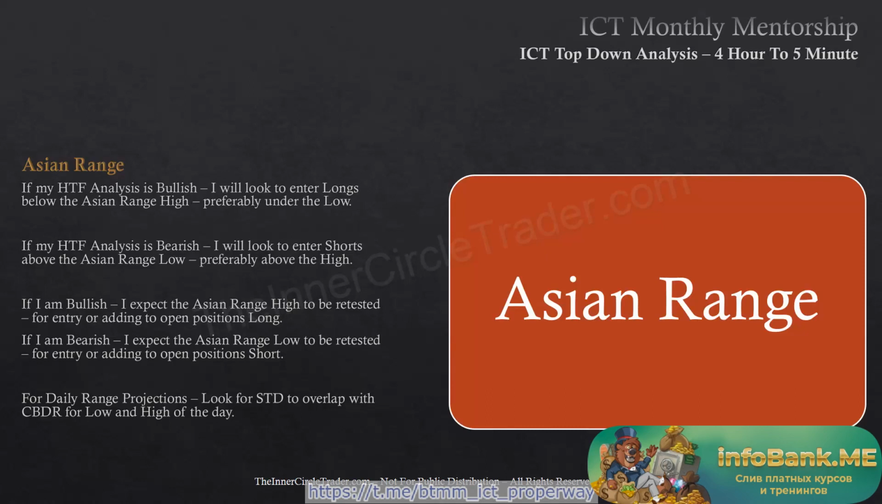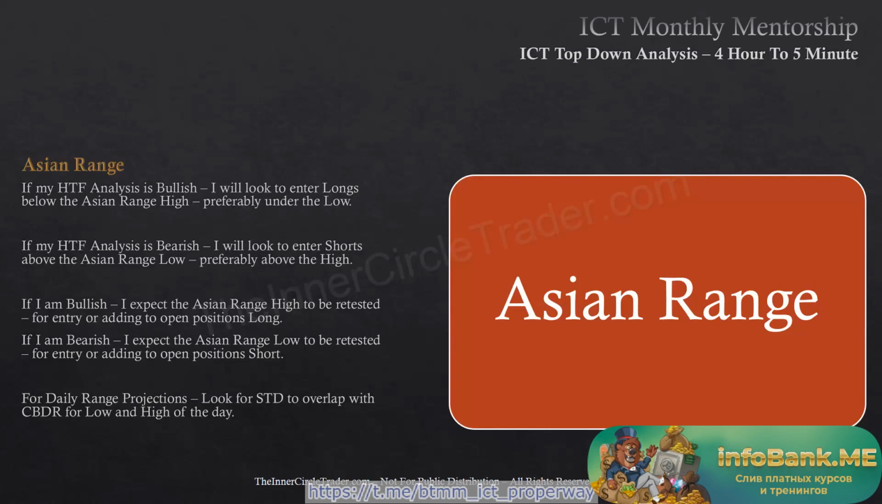Now, if I'm bullish, I expect the Asian range high to be retested for entry as support, or for adding to open positions for a long. If I'm bearish, I expect the Asian range low to be retested for an entry short, or for adding to an open position for short holdings.